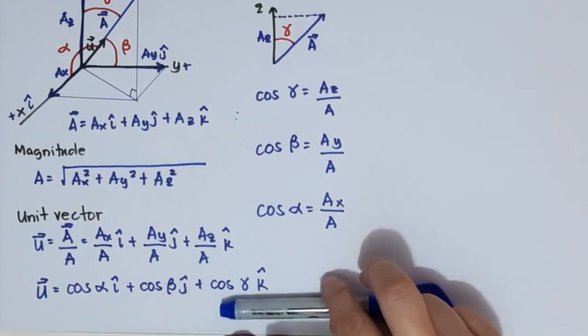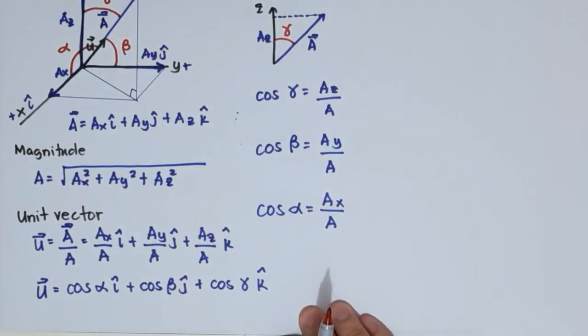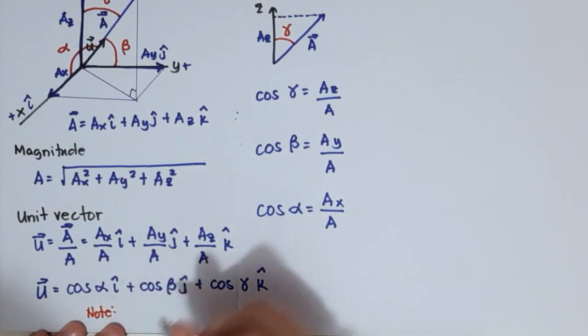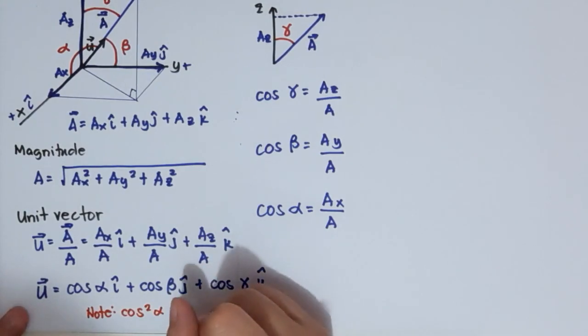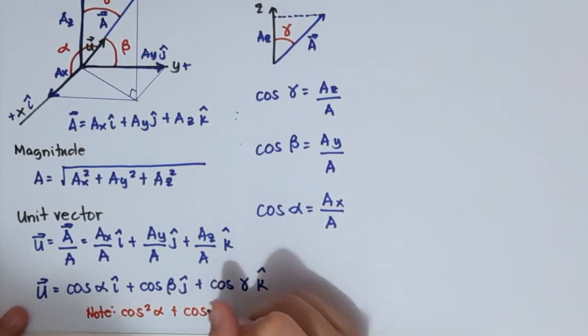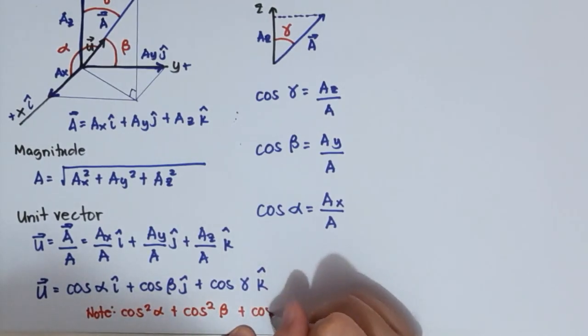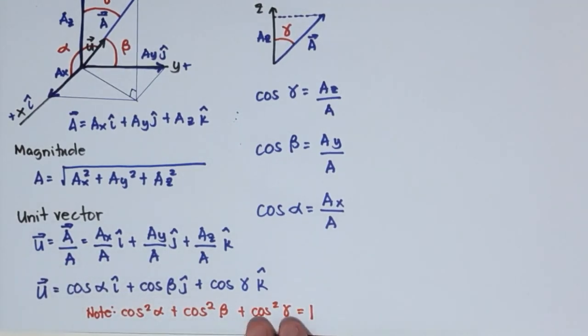I have to note that there is an identity dealing with the unit vector. This will be useful in solving math problems: cosine squared alpha plus cosine squared beta plus cosine squared gamma is equal to 1. Again, this is a math identity that will be useful throughout our problems related to unit vectors.